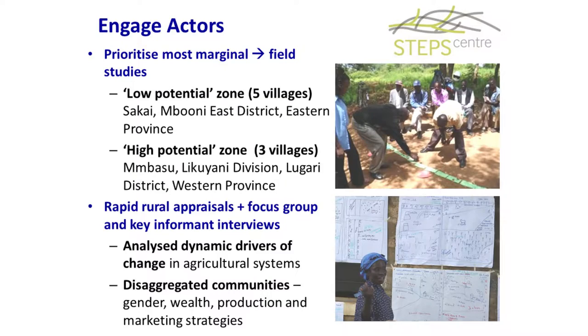We carried out, again, more rapid rural appraisal, focus group discussions, key informant interviews, analyzed some of those dynamic drivers of change, the social, the environmental, and technological in those systems. We disaggregated those communities. We did some wealth ranking to identify different types of households and communicate with them to get a sense of their production and marketing strategies in those locations.